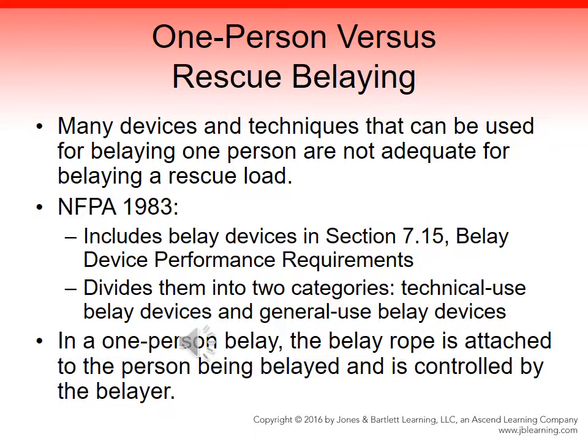NFPA 1983 includes belay devices in section 7.15. Belay device performance requirements divide them into two categories: technical use belay devices and general use belay devices. In a one-person belay, the belay rope is attached to the person being belayed and is controlled by the belayer. The difference in belaying technique relates mainly to the manner in which the rope is held or belayed.